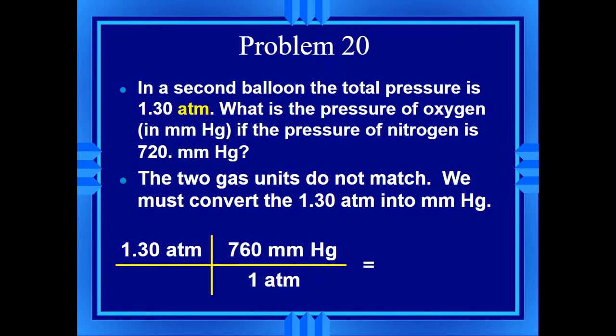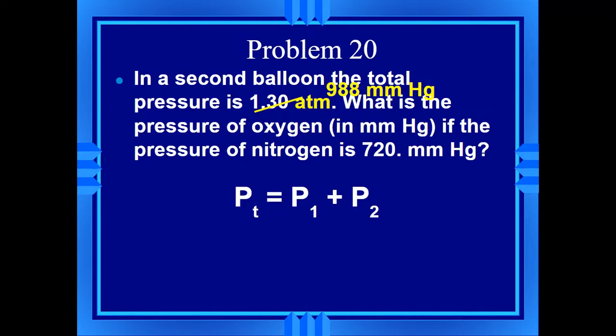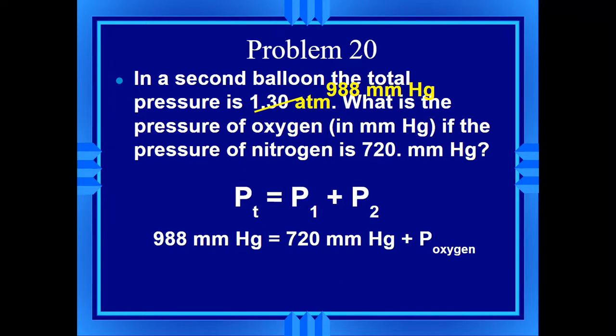So if you take 1.3 atmospheres and multiply by 760, you will get 988 millimeters of mercury. So that's your total pressure. And remember, we're trying to find the pressure of oxygen. We know that nitrogen is 720. So if we take 988 minus 720, that's going to give us 268. So the pressure of oxygen is 268 millimeters of mercury.